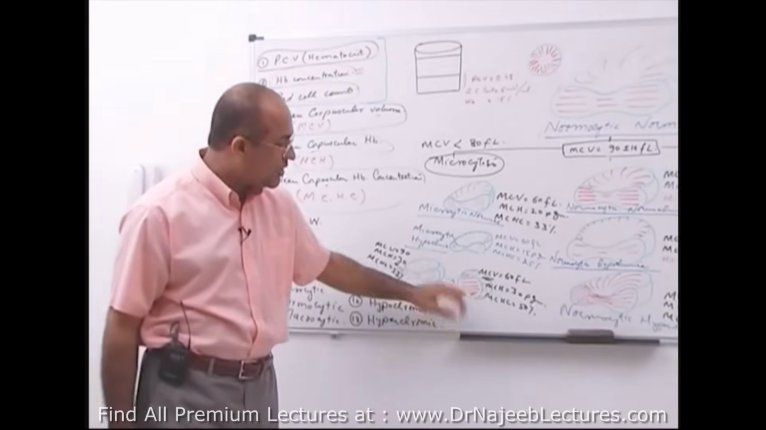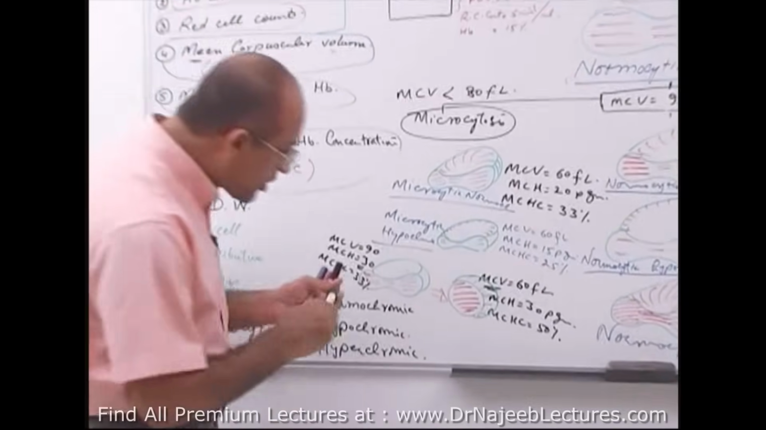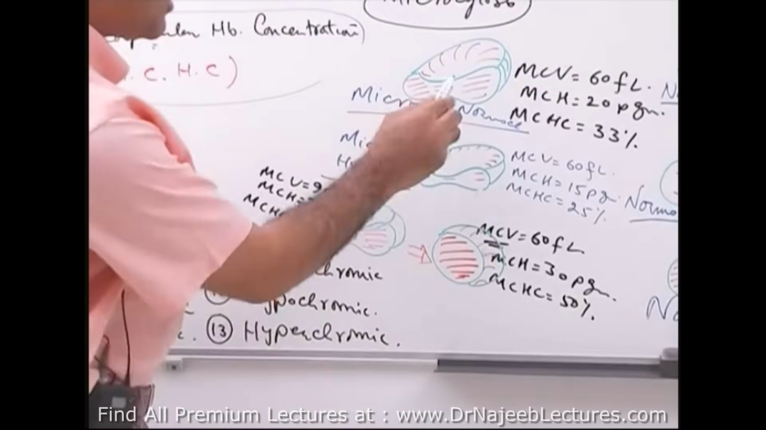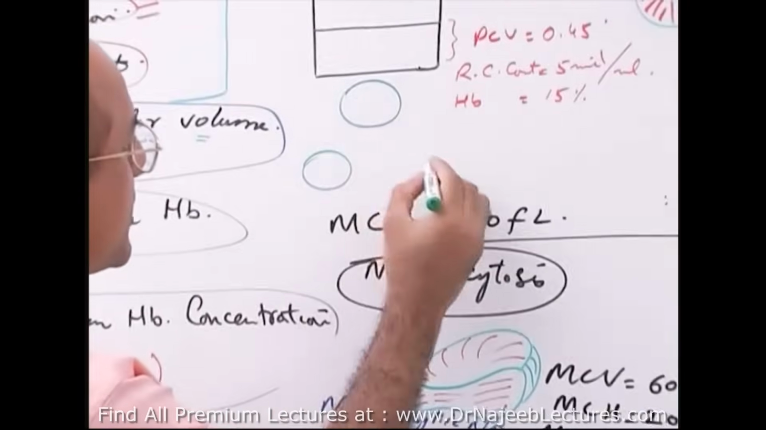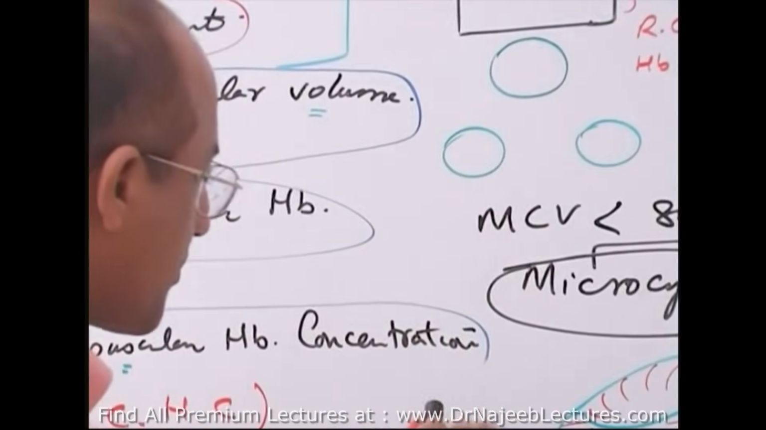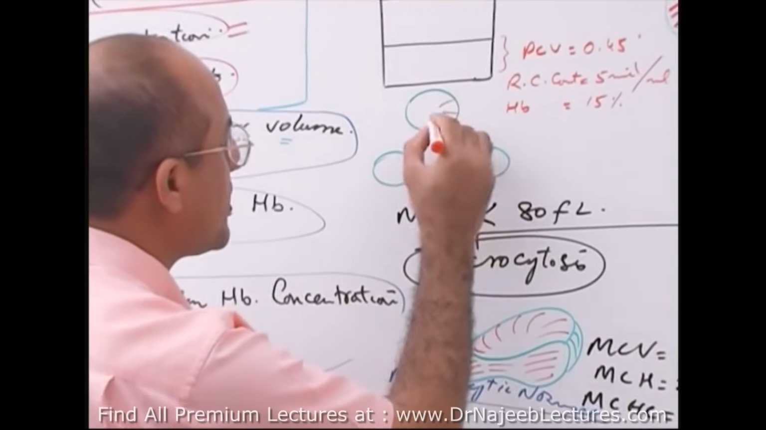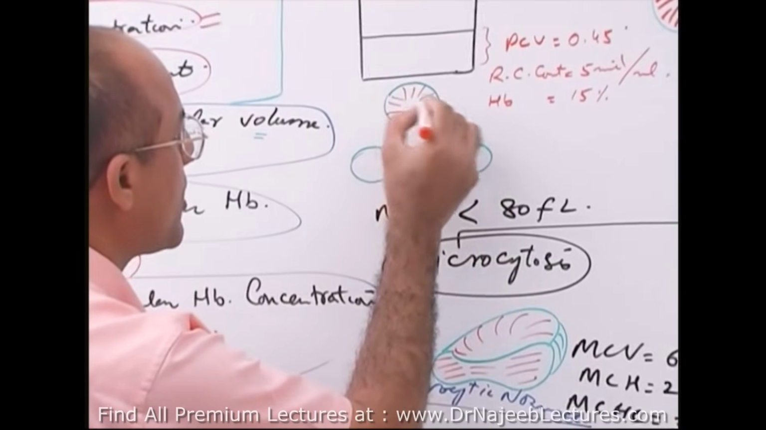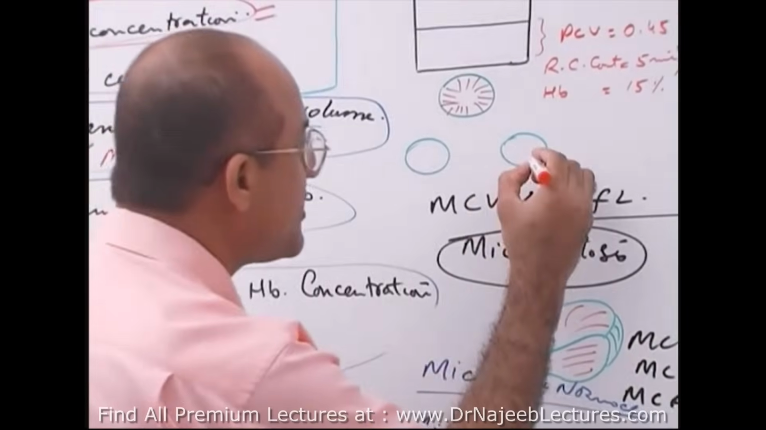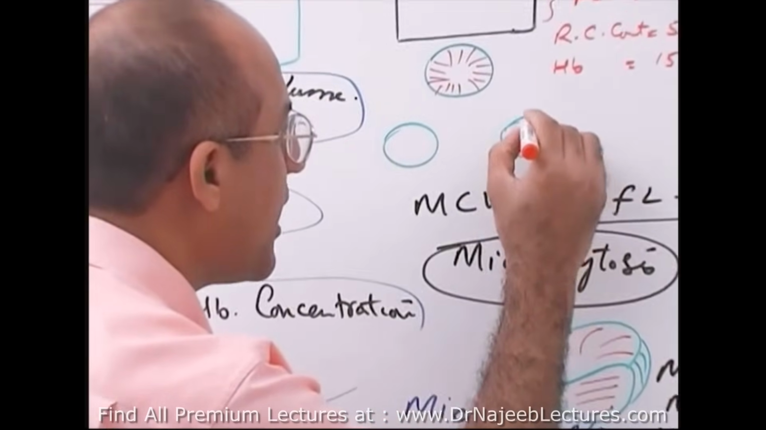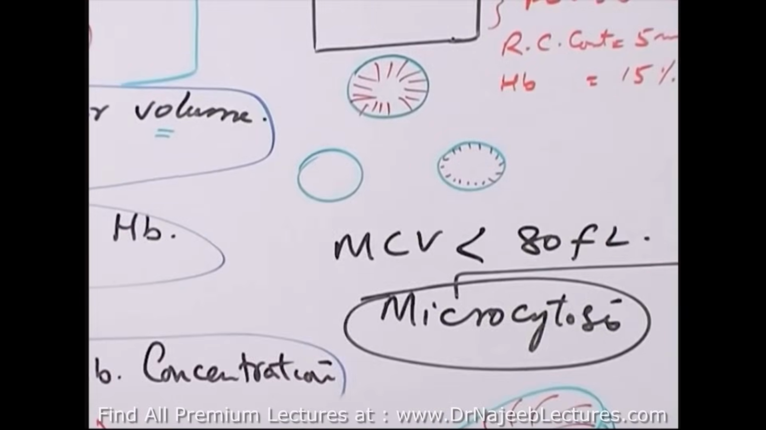So when you look at this RBC, will you find central pallor? No. So when you look at these RBCs from the top, let's compare all of these. There's one RBC here, another RBC here, and another RBC here. In this RBC, central pallor is 1/3. It is normochromic. Here central pallor is very large. This RBC is hypochromic.